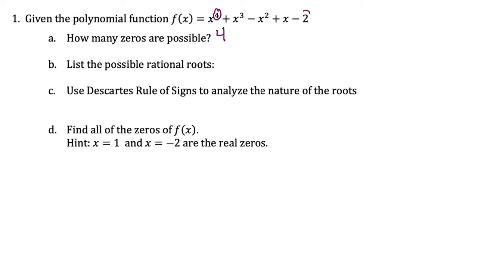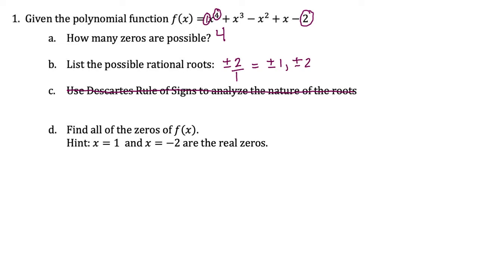Now, part B, list the possible rational roots. That's going to be where we take our last number that we see and put it over the first number over here. So we're going to have plus or minus 2 over 1. And then we would extend that out. So that's really plus or minus the factors of 2, which is 1 and plus or minus 2. So the factors of 2, 1 and 2. So there's all of our roots. There's a total of 4 there. Part C, we are not going to worry about Descartes' rule of signs.